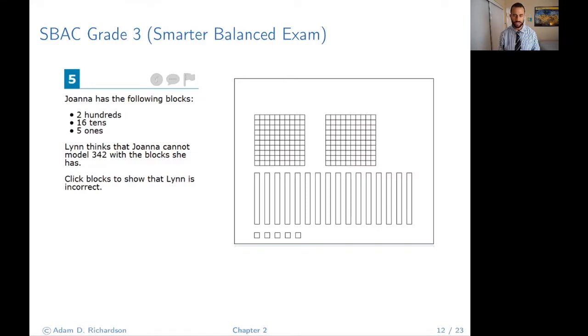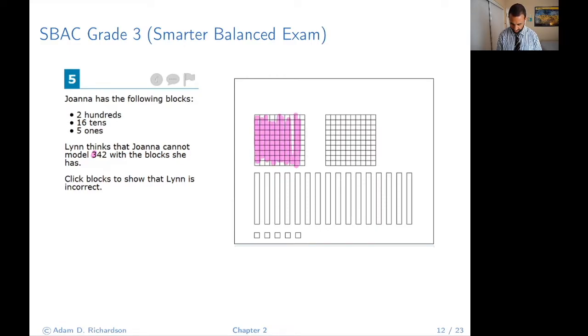Okay, now let's do this one together. So first we need to model 300s. That's what we're looking for. We need 300s, and luckily, that's not too hard to see, right? Sorry, one second. Pencil was acting up. Here we go. Here are 300s.